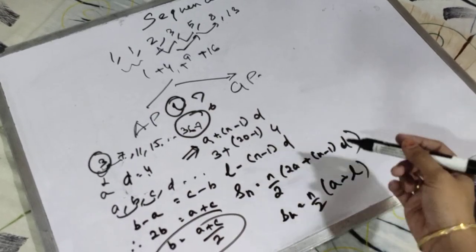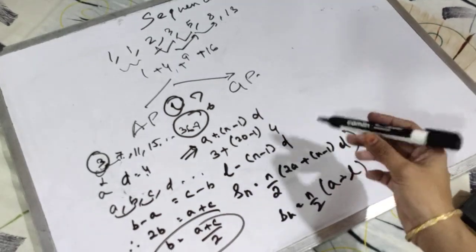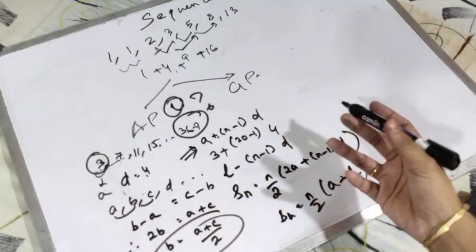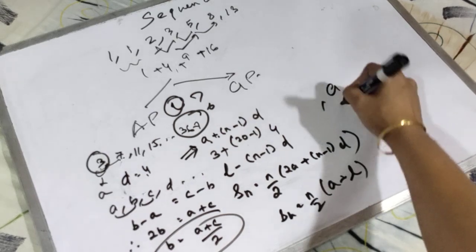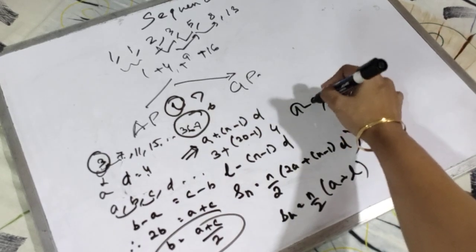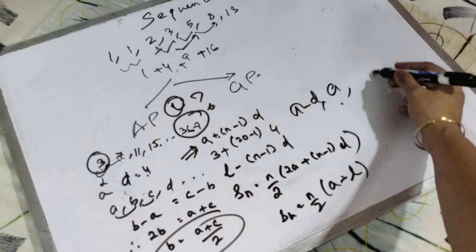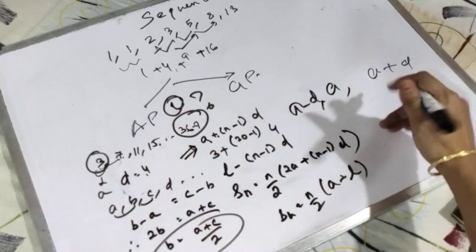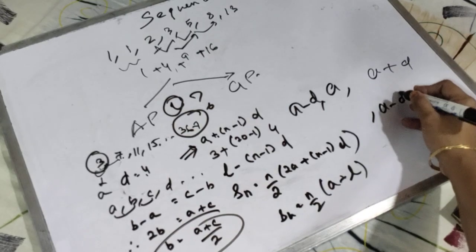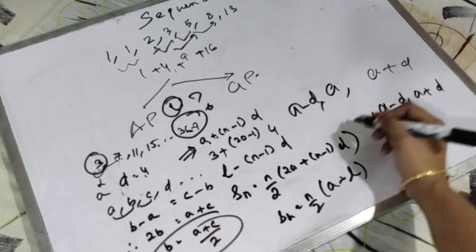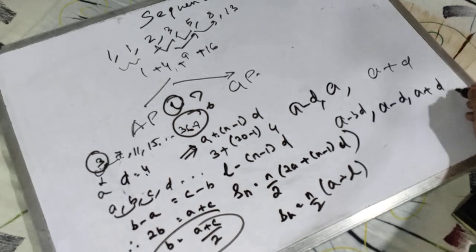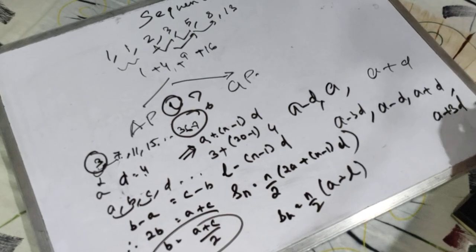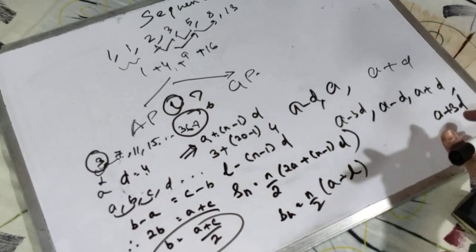Now sometimes you are asked to take 3 terms in an AP. When they talk about taking 3 terms in an AP, you will generally take the middle term as a, the term preceding it is a minus d, and after it is a plus d. For even terms, a minus d, a plus d, and before that will be a minus 3d, and after that a plus 3d. Similarly for 4 terms.